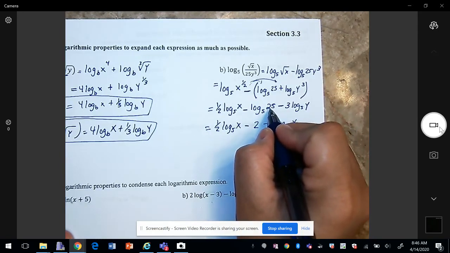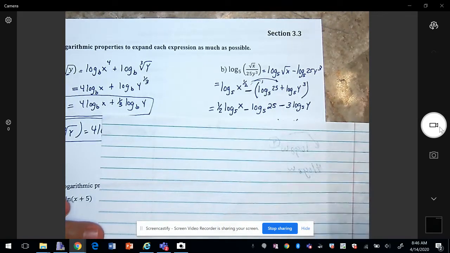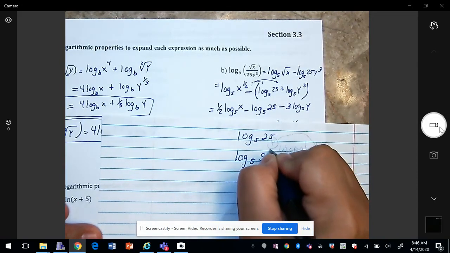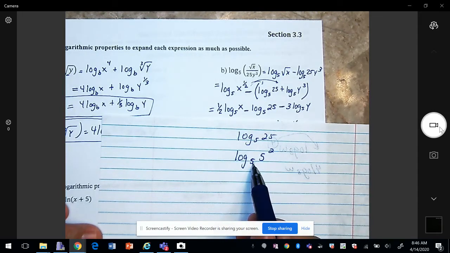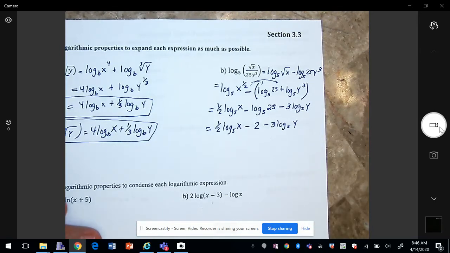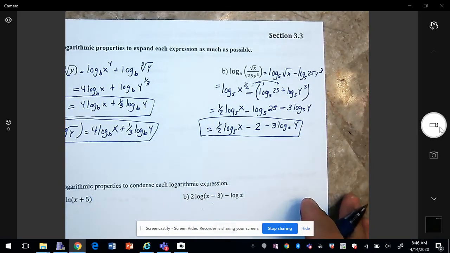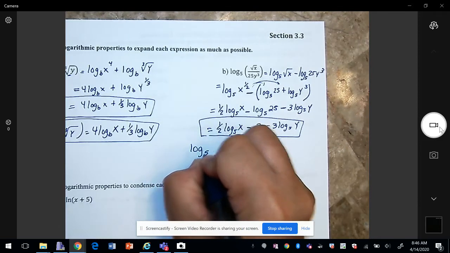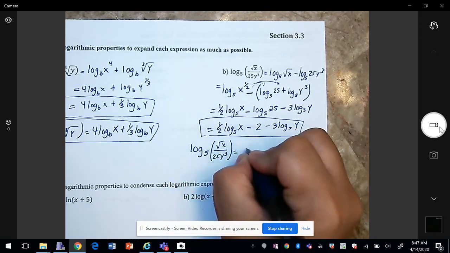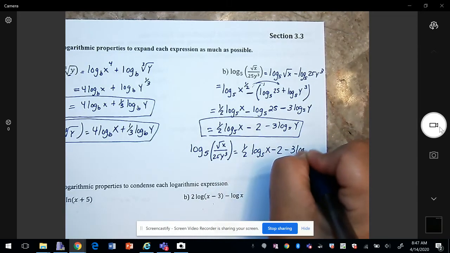And you can convert this to exponential, or you can think of it as log base 5 of 25. We could rewrite it as log base 5 of 5 squared. Since this base and this base here are the same, then our answer is the power, which is 2. And so this would be our expanded answer for this logarithm. So log base 5 of the square root of x divided by 25 times y cubed is equal to 1/2 log base 5 of x minus 2 minus 3 times log base 5 of y.